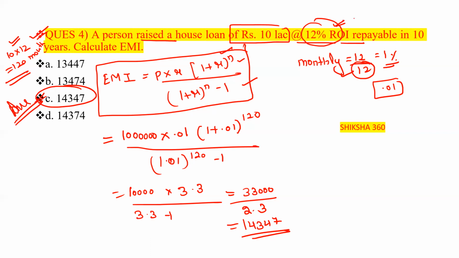Okay, so this one is the rate, and now we just have to put the values in the formula, that is P into R into 1 plus R power n upon 1 plus R power n minus 1. Here we just have to put the values in the options. Now move to the next question, question number 5.